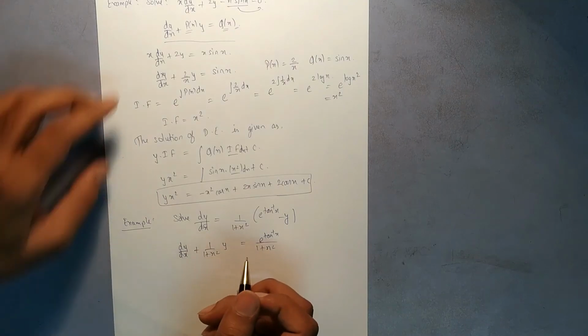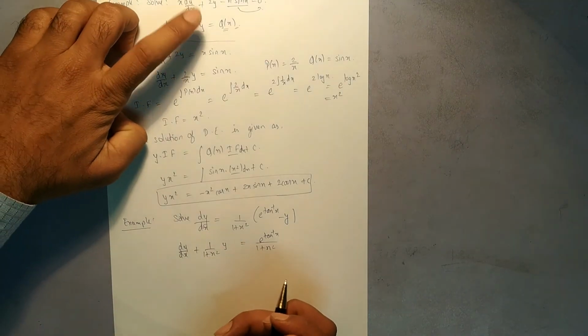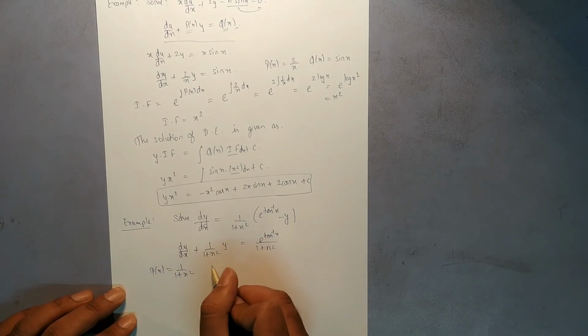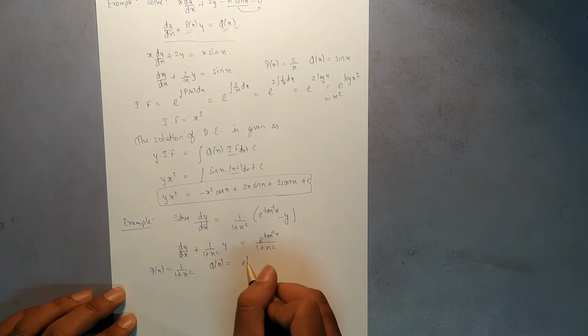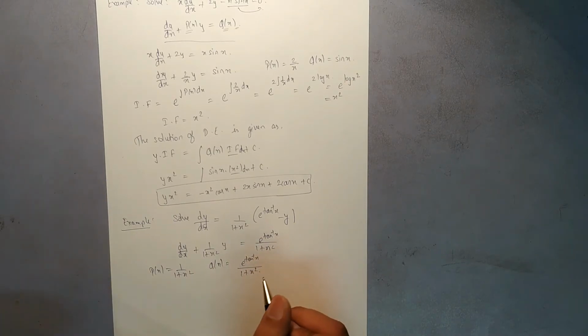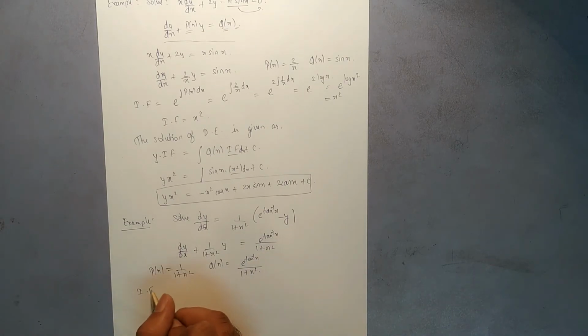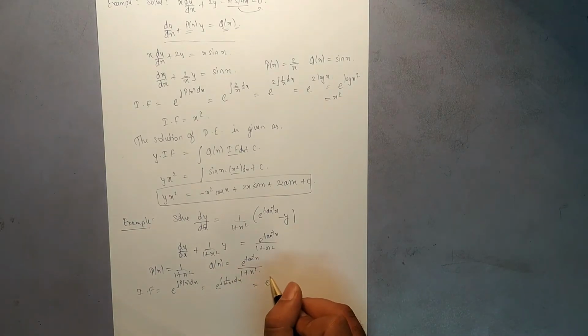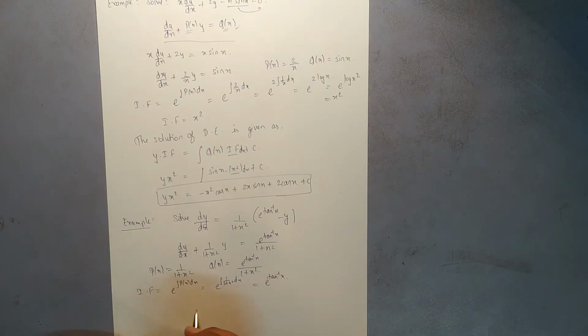So comparing this equation with dy by dx plus p of x into y is equal to q of x, we get p of x is equal to 1 upon 1 plus x square and q of x is equal to e raised to tan inverse of x upon 1 plus x square. The integrating factor will be equal to e raised to integration of p of x dx. So this is equal to e raised to integration of 1 upon 1 plus x square dx. So this is equal to e raised to tan inverse of x. So our integrating factor is e raised to tan inverse of x.